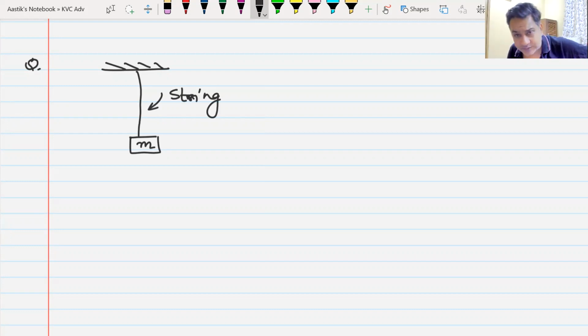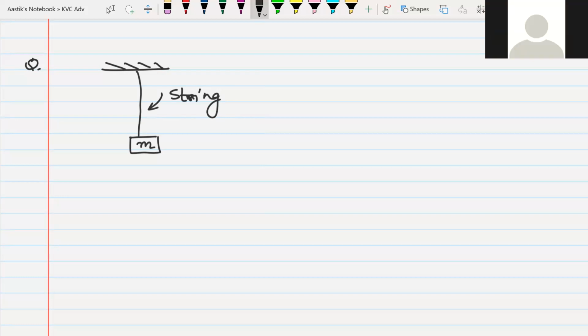The body is in equilibrium. Right now it is not moving, so it is at rest. A body of mass m is hanging by a string. What is the tension in the string? The body is definitely at rest. Can you tell me the tension in the string? I'll give you 2 minutes to solve this. Do it fast.